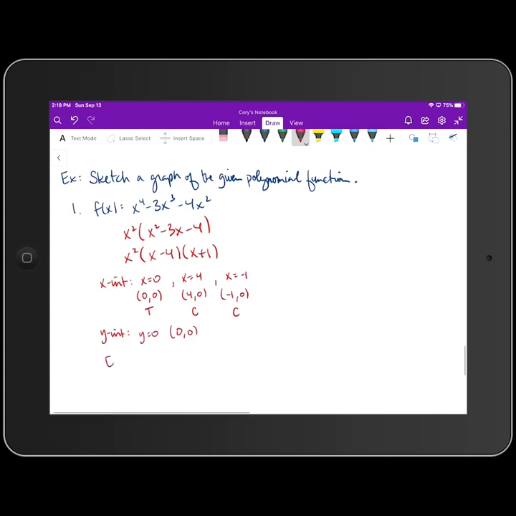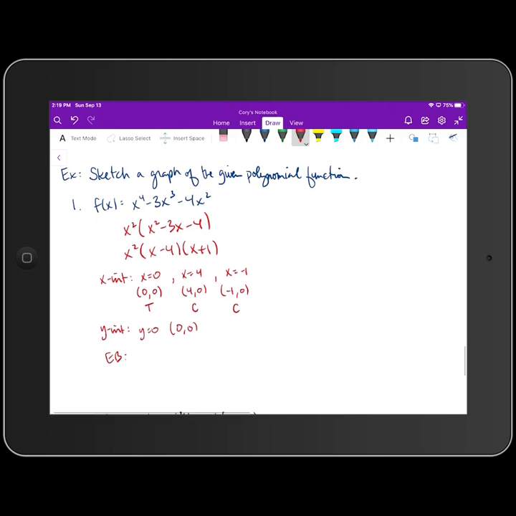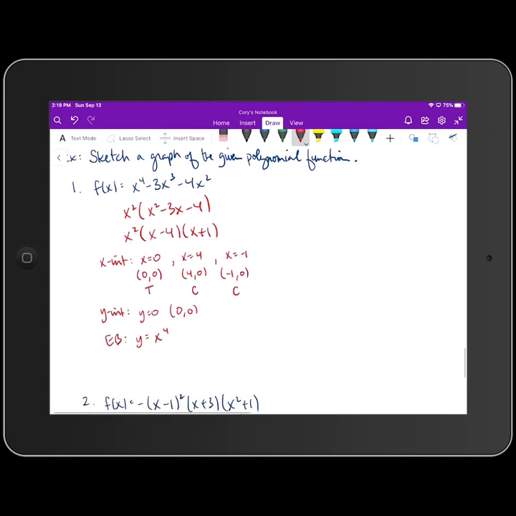And the last thing we want to do is determine the end behavior of our function. So the end behavior is going to be the highest degree term. So the end behavior of this function is going to be y is equal to x raised to the fourth power. So we know the graph of x to the fourth power is going to go up and to the left and up and to the right. Okay, so once we have that, we have everything that we need to do a rough sketch of the graph.